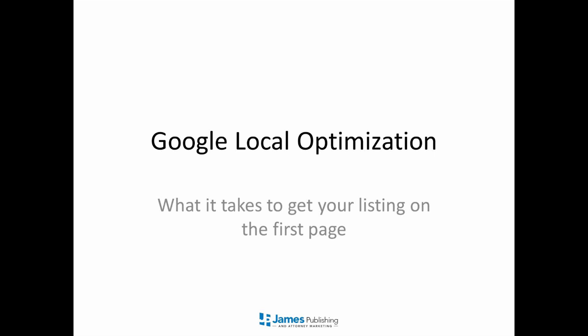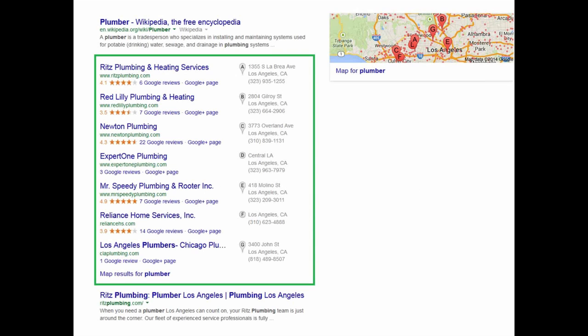So we're going to talk about what we like to call Google Local Optimization. Basically, what it takes to get your listing on the first page, what it takes to get your local profile, your business directory listed on that first page so people can call it, people can visit the website very easily, very efficiently. To do that, I want to talk about the anatomy of the results page to inform the rest of the webinar.